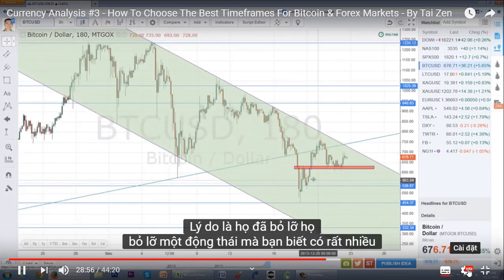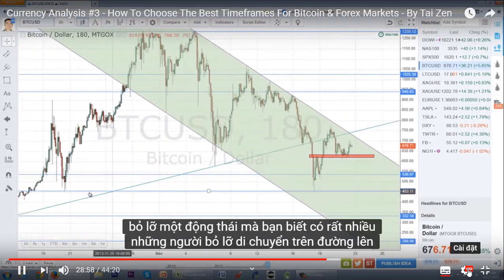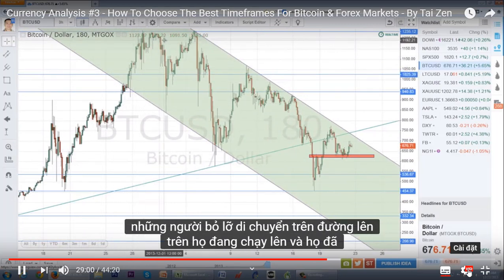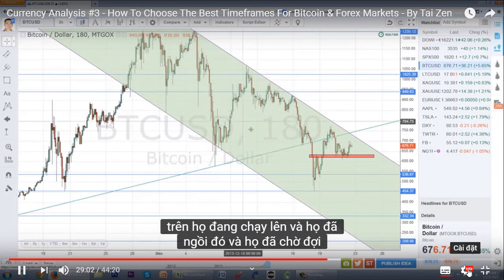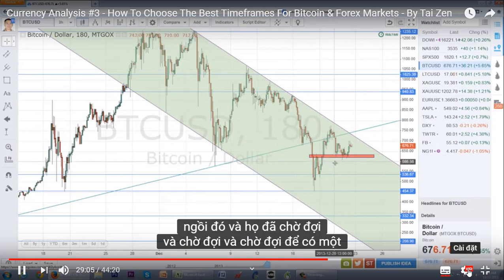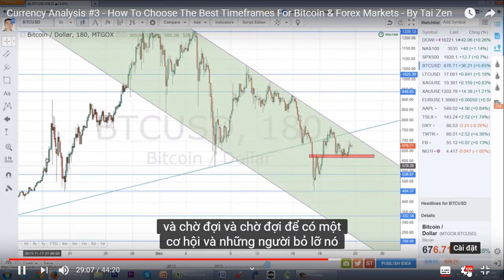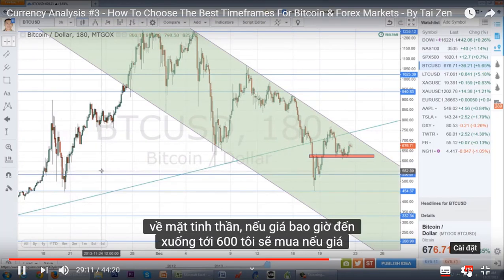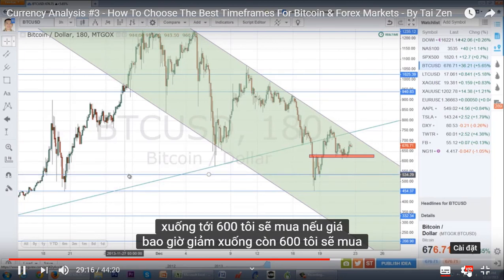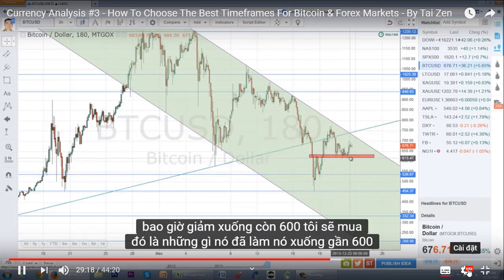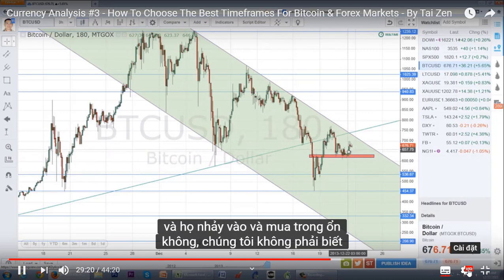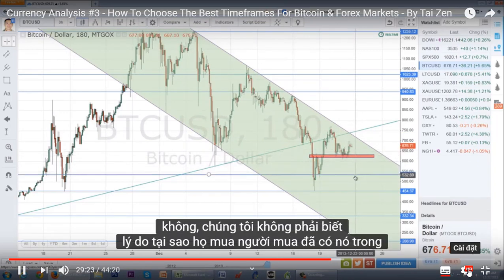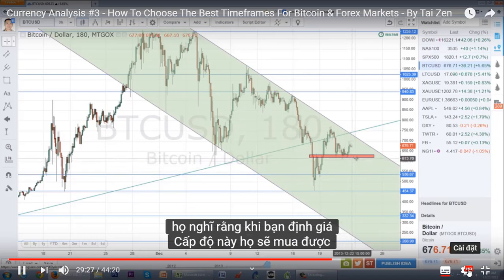They missed the move. There are a lot of people that missed the move on the way up, on the run up, and they've been sitting there waiting and waiting to have an opportunity. And the people who missed it over here are saying to themselves mentally that, hey, if price ever comes down to 600, I'll buy in. So that's what it did. It came down near 600, and they jumped on it and bought in. We don't have to know the reason why they buy. The buyers had it in their mind that when the price comes to this level, they're going to buy.